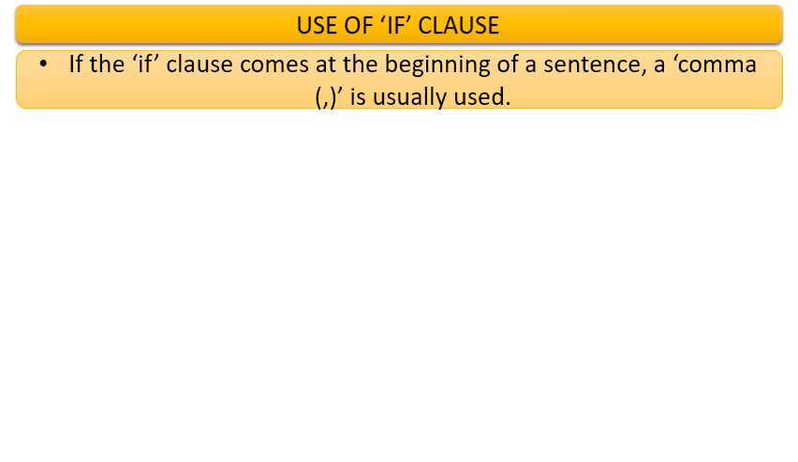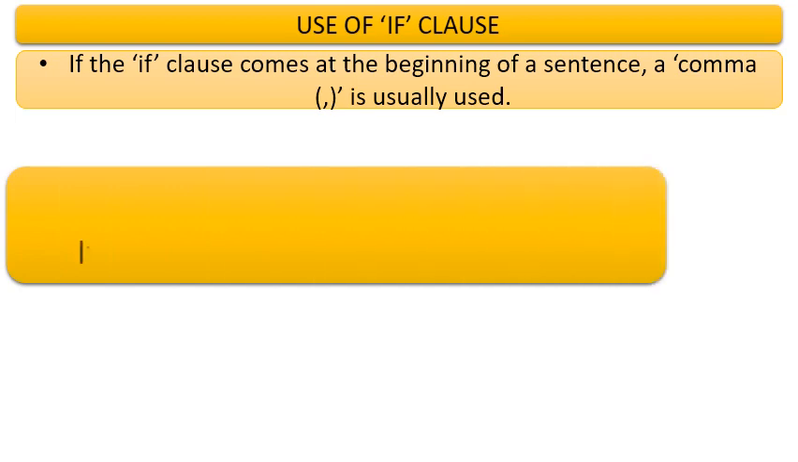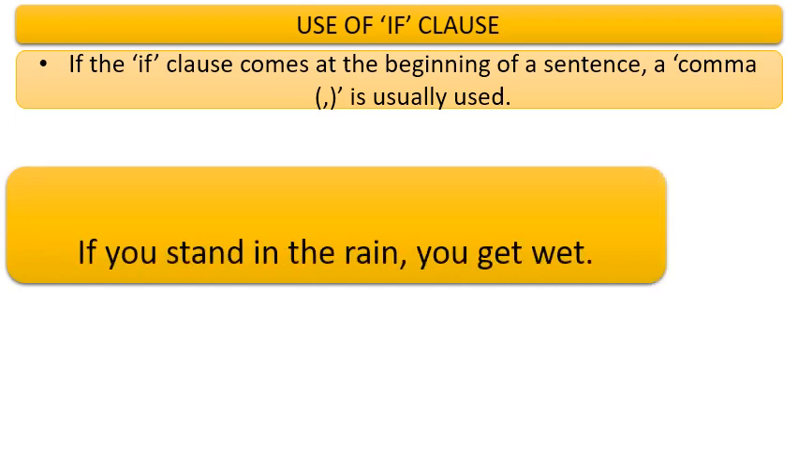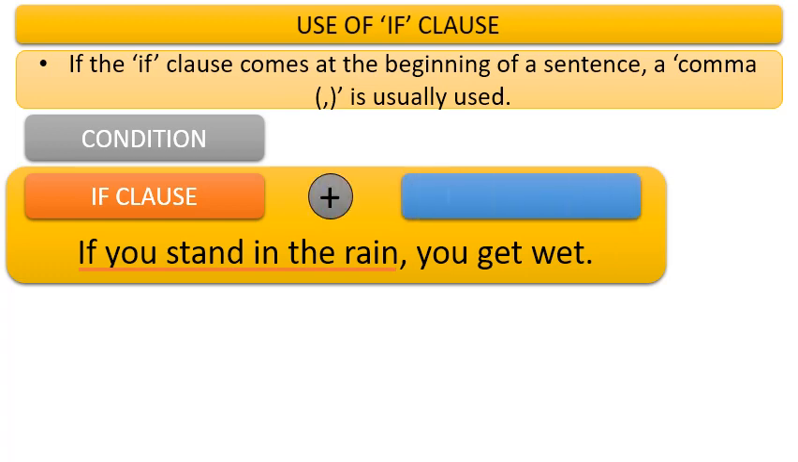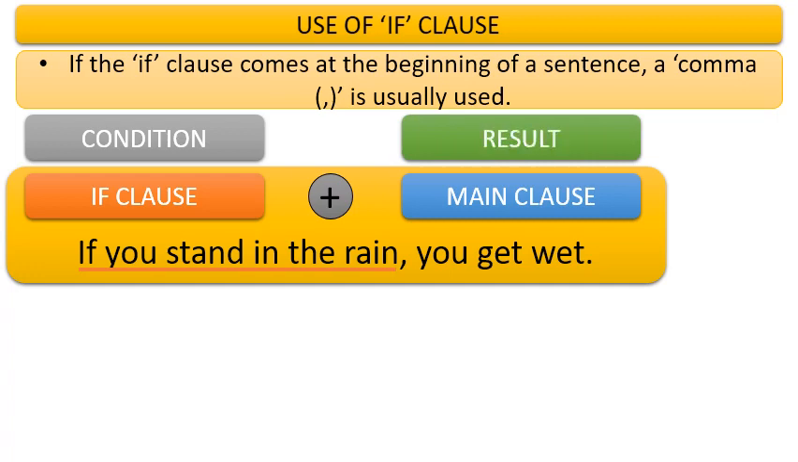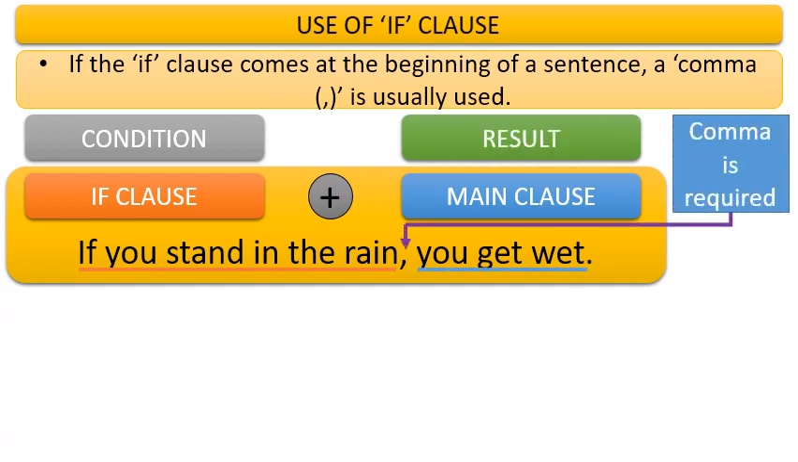To clarify it, let's see the example. If you stand in the rain, you get wet. So in this example, if you stand in the rain is if clause and it is a condition. You get wet, it is a main clause and it is a result of the condition. So comma is required because if clause comes at the beginning of a sentence.